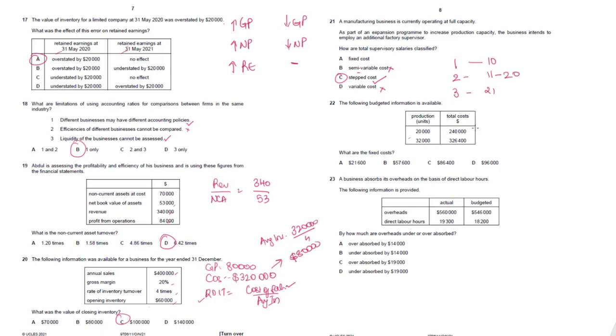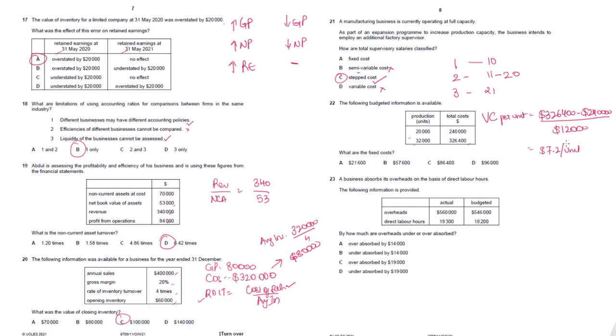The following budgeted information is available: production and total cost, production 30,000 and total cost is given. What are the fixed costs? The shortcut to this question is you can get your variable cost per unit by taking the difference between the costs, 326,400 minus 240,000, and divide that by the difference in the production, 12,000. So $7.2 is the variable cost per unit.